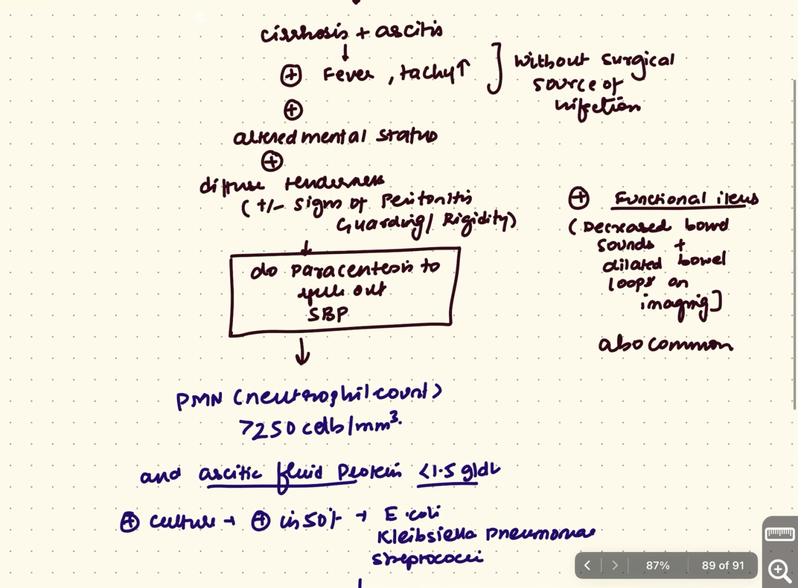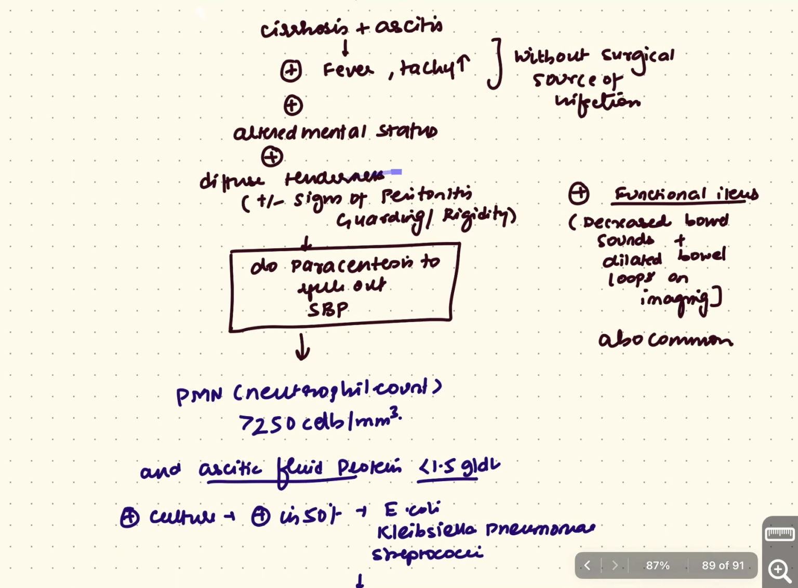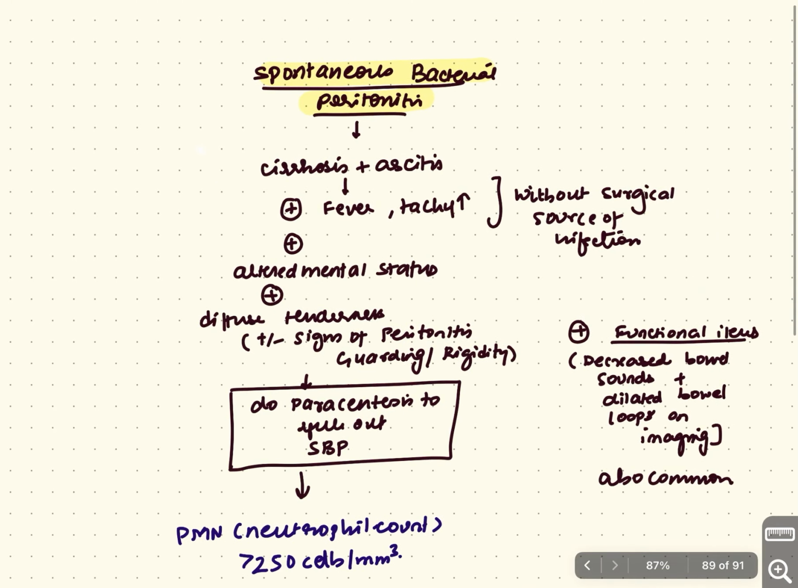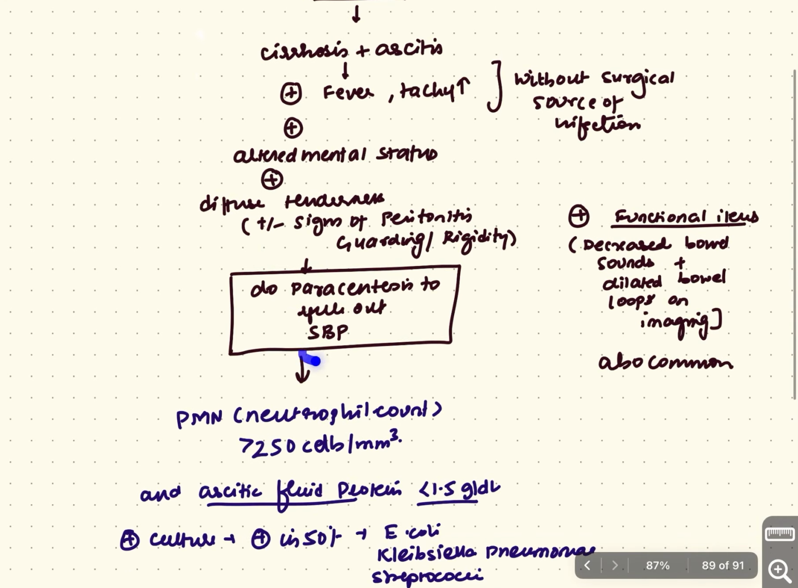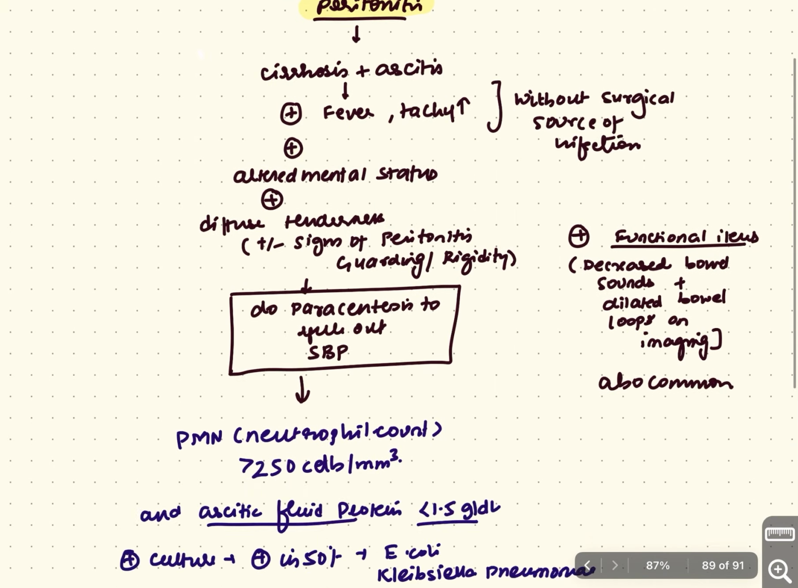Now you examine his abdomen, and you find that he has diffuse tenderness, and he may or may not have signs of peritonitis. But just because he doesn't have signs of peritonitis, please do not rule out spontaneous bacterial peritonitis. Look at the whole scenario with all the factors. So we have a patient with cirrhosis coming to you with fever and tachycardia, with altered mental status and without a surgical source of infection. So what do you do? You want to do paracentesis to rule out spontaneous bacterial peritonitis.